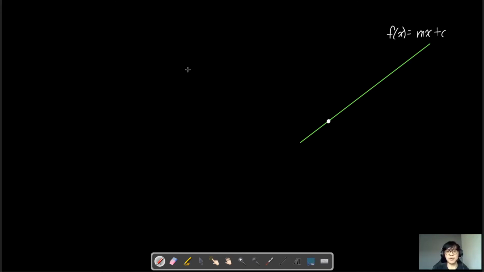Then all the data points that you get will be in the form of xi, mxi plus c. That's in the ideal world. In the ideal world, all the data points you see will be exactly on the line. This sampled x is exactly on the line. But the world is not ideal.